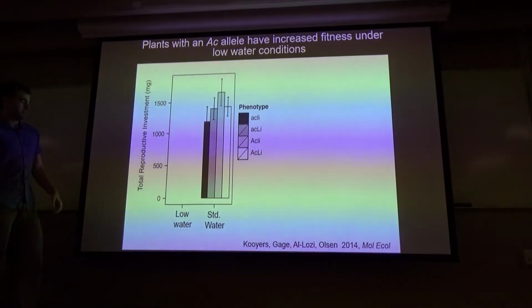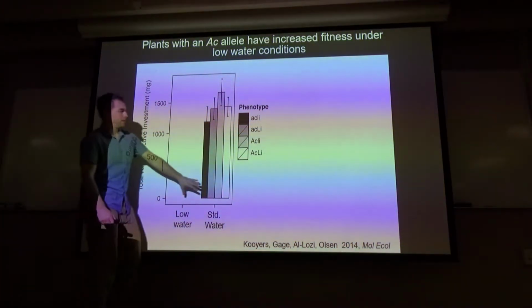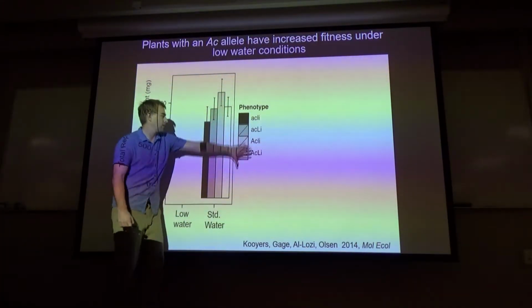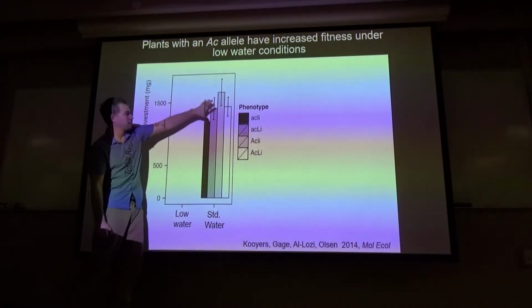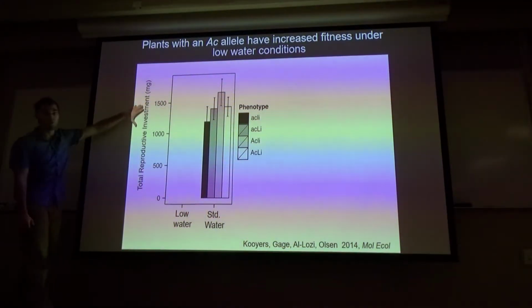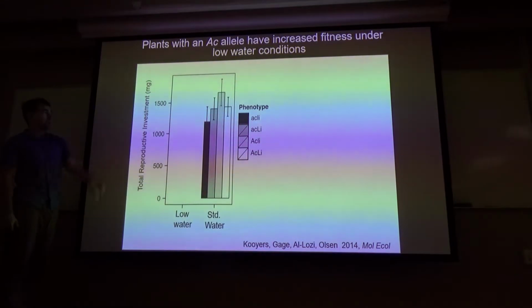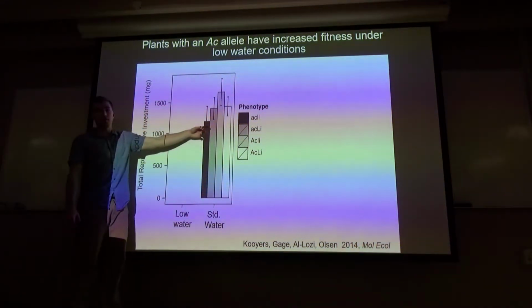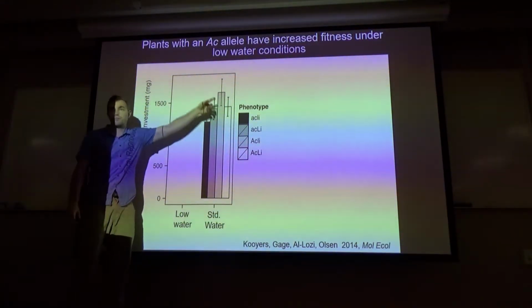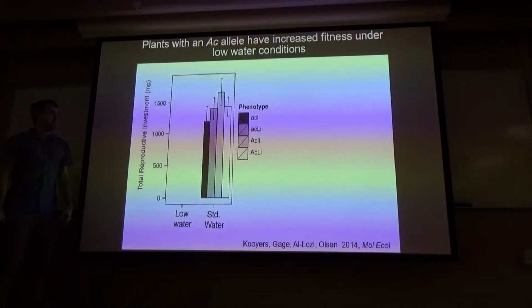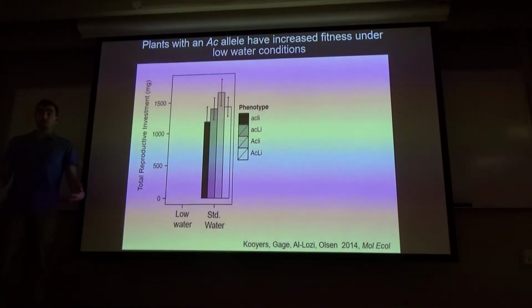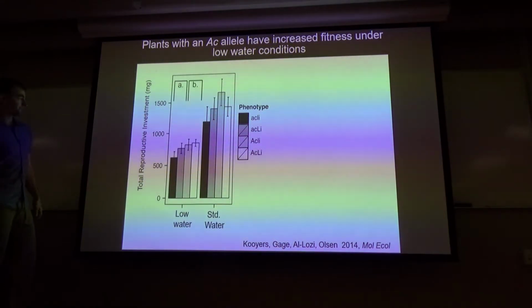What do we see in these experiments? In the standard water treatment, if you look at these different phenotypes that we have up here, there's no difference between those different phenotypes in their total reproductive investment and how many offspring they actually can produce. There's huge error bars on this. Anytime you see error bars that overlap with means of other things, that means that there's probably no statistical association between them, as a rule of thumb.